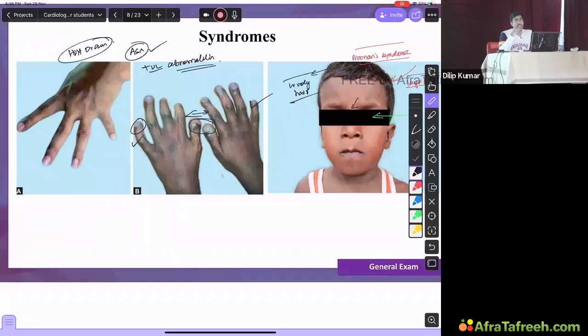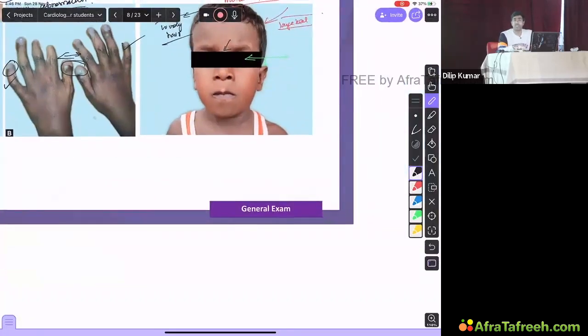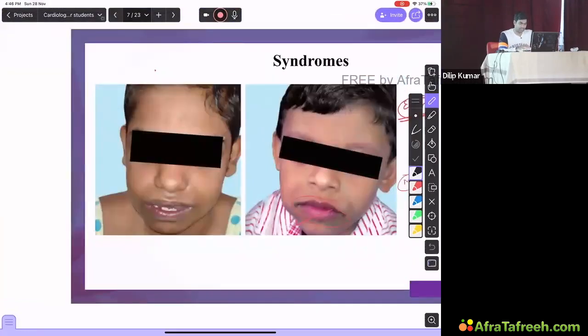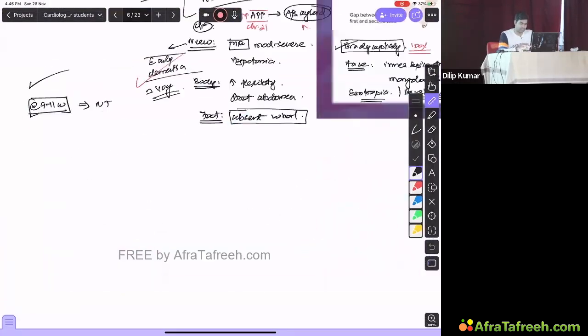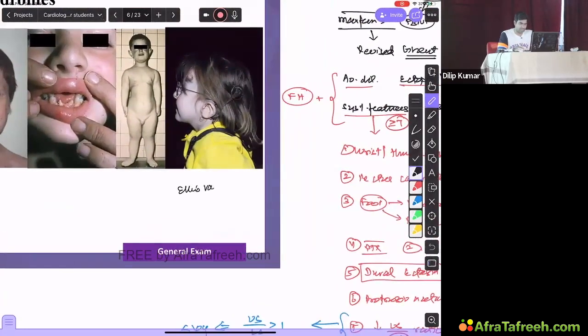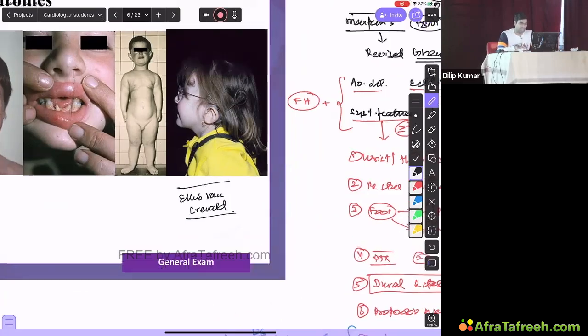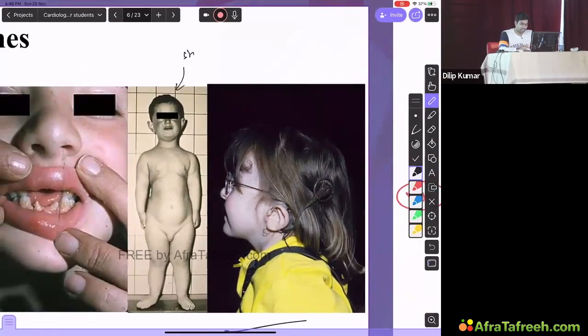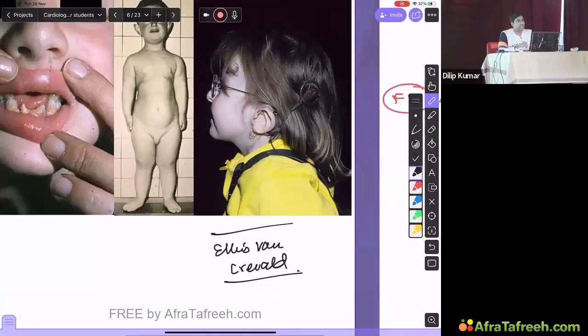The final, only one thing that we need to discuss is Ellis-Van Creveld syndrome. Usually these patients will have significant short stature. Short stature in the sense there are different types of dwarfism. One is called proportional dwarfism. Another is disproportional dwarfism. You would have studied this in pediatrics.